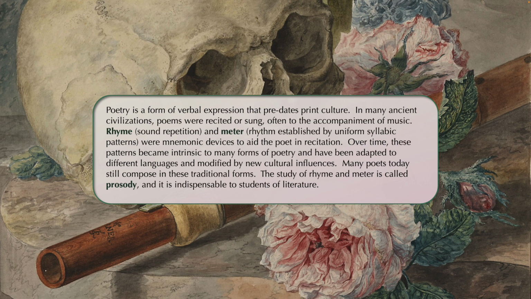Rhyme, sound repetition, and meter, which is rhythm established by uniform syllabic patterns, were mnemonic devices to aid the poet in recitation. So over time, these patterns would become intrinsic to many forms of poetry and have been adapted to different languages and modified by new cultural influences over the centuries. Many poets today still compose in these traditional forms. The study of rhyme and meter is called prosody, and it is indispensable to students of literature.